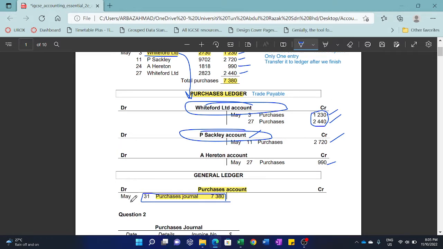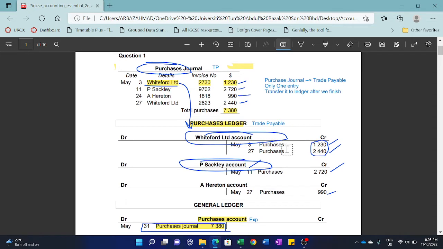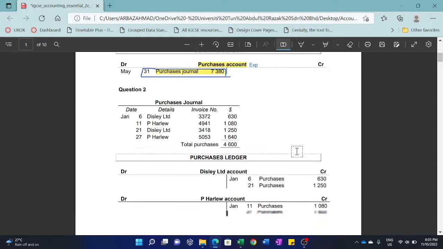And why is this one debit? Because purchase is an expense for us. If you follow, expense should be debit, and these are trade payables. Trade payable is a liability. All of them are trade payables, so we credit them. So that was the concept in the previous chapter.